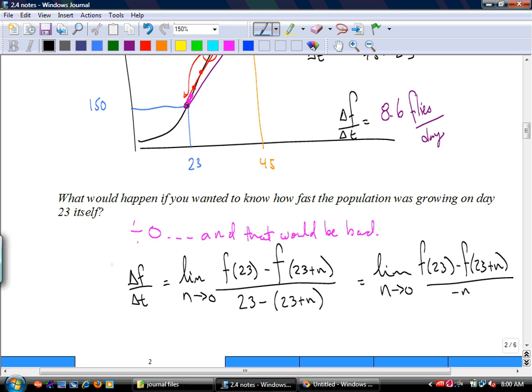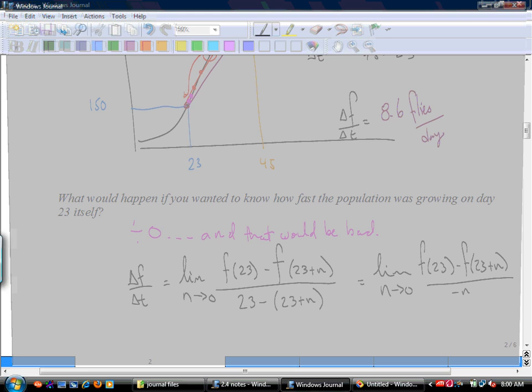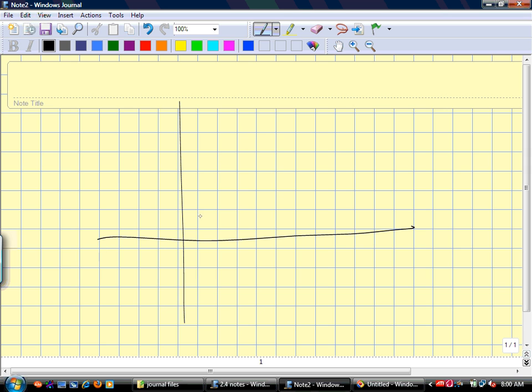We're taking the point at day 23. Here we are at the 23rd day. We're going n days to the right, and we're drawing a secant line. And then we're just shrinking n down each time until the line changes from secant until it is tangent.